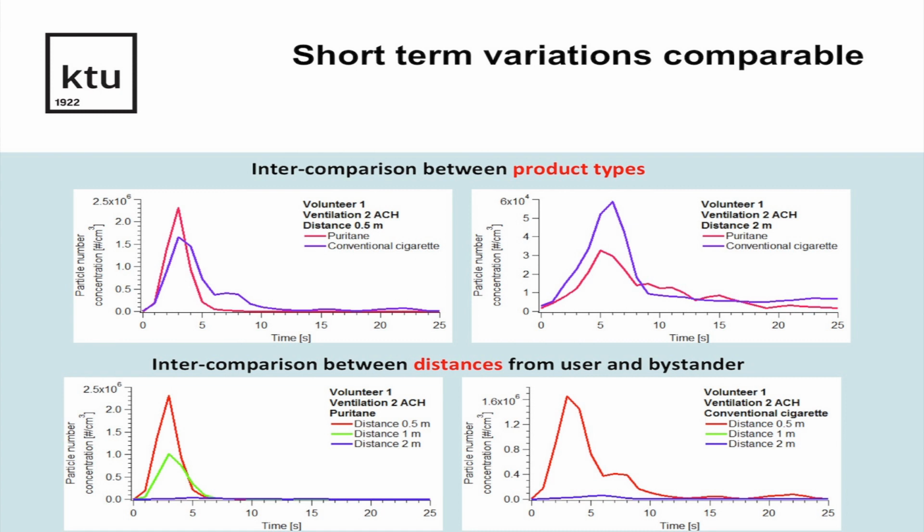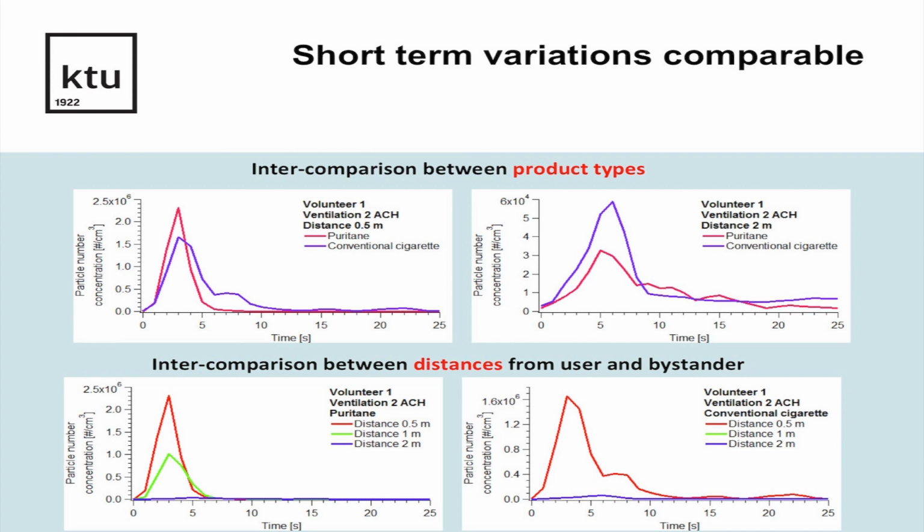But then if we look at the particle sizes that are generated, this is on the x-axis, you can see the size of a particle. Ventilation was kept at 2 air changes per hour. The distance, let's say the first graph is 0.5 meters, another graph is 2 meters. We can see that the sizes of particles are different a little bit.